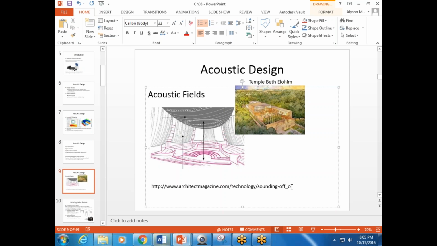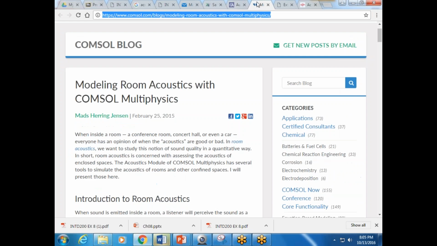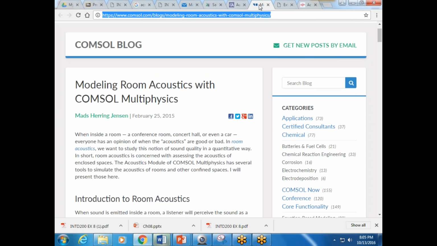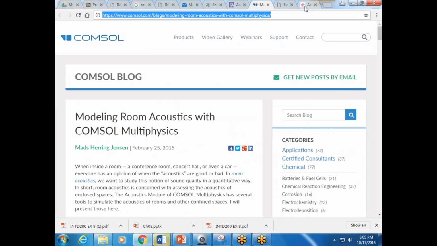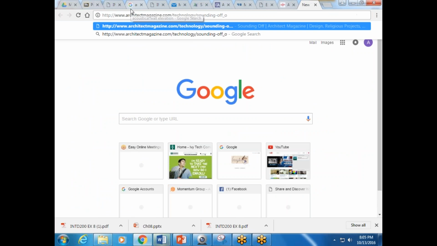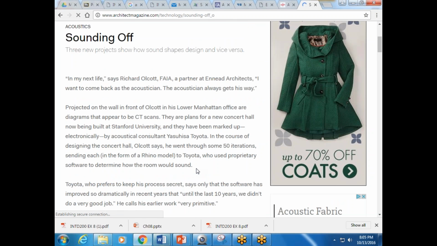Why am I having such issue with this? There we go. Let me make sure I don't just have it looming in the background. Physics. Okay, let me type this one in. Sounding off.